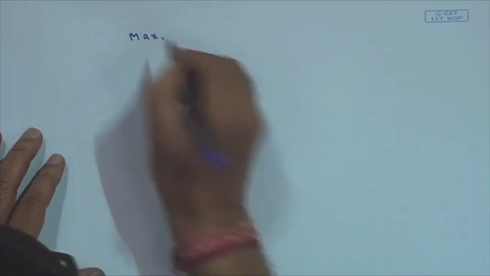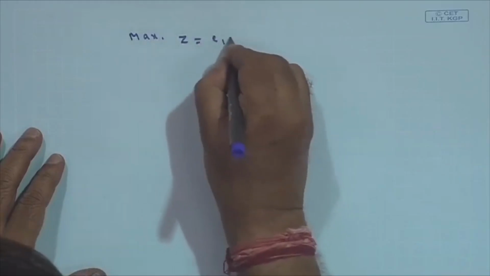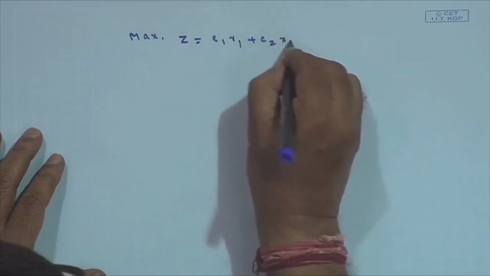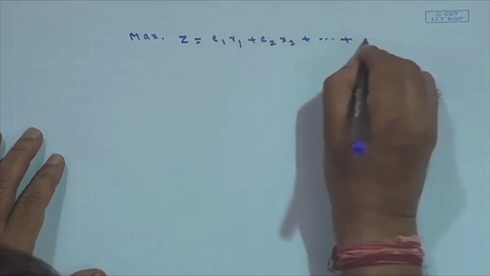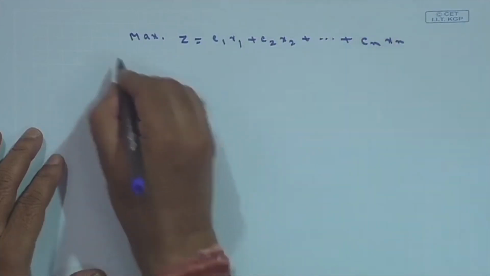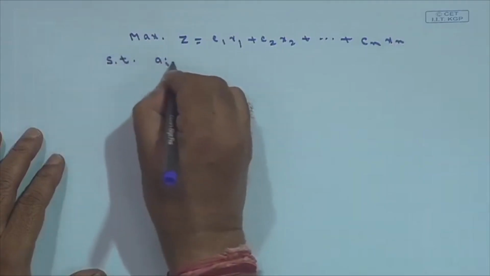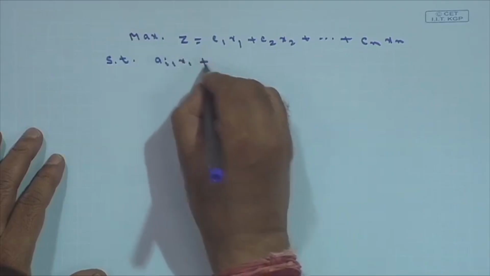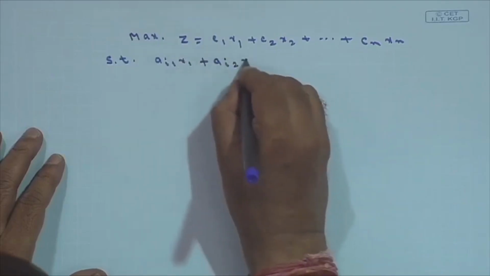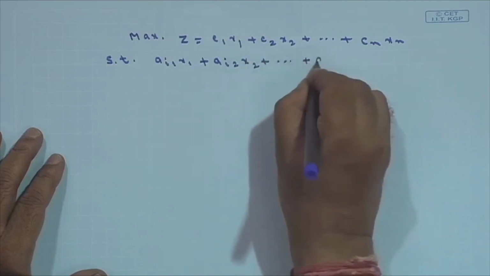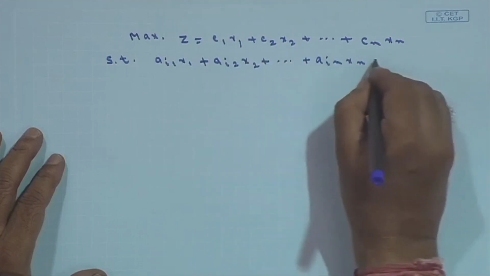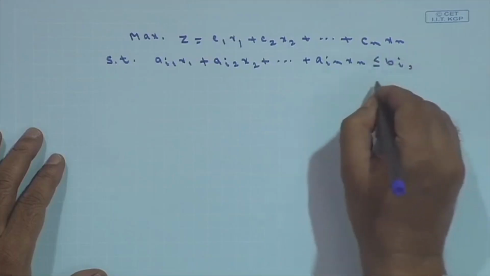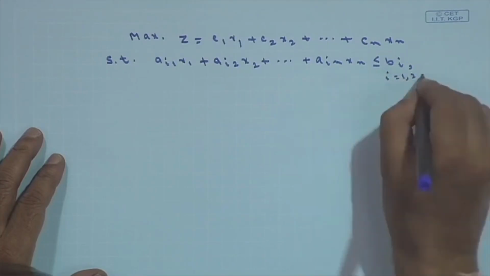So, the canonical form of the primal and dual problem can be written like this. You have the problem: maximize Z equals C1 x1 plus C2 x2, and in this way plus Cn xn, subject to ai1 x1 plus ai2 x2 plus ... plus ain xn less than or equal to bi, where i lies between 1 to n.